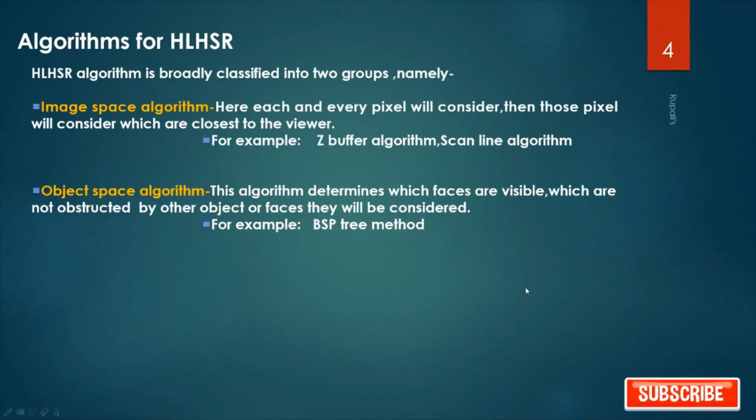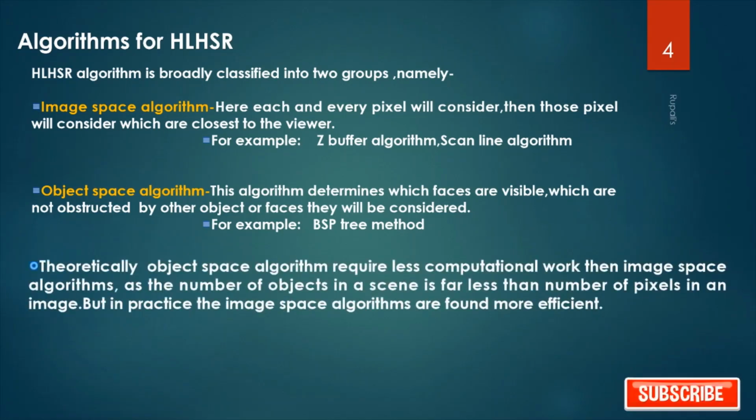HLHSR algorithms are broadly classified into two groups. The first one is the image space algorithm, the second one is the object space algorithm. In the case of the image space algorithm, each and every pixel is considered, and those pixels which are closest to the viewer are selected. Examples of image space algorithms are the Z-buffer algorithm and the scanline algorithm. In the case of the object space algorithm, the algorithm determines which faces are visible, which are not obstructed by other objects or faces. The example of an object space algorithm is the BSP tree method.